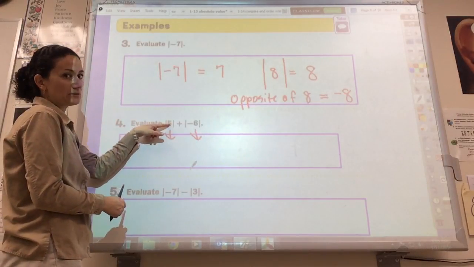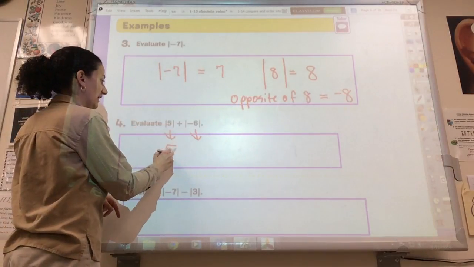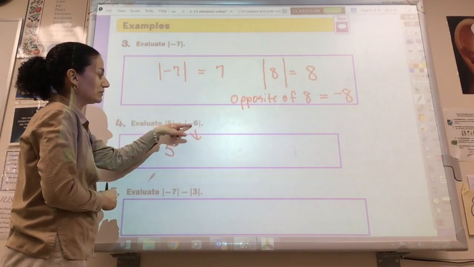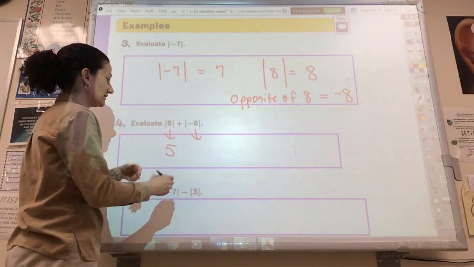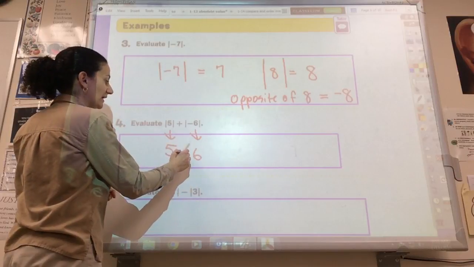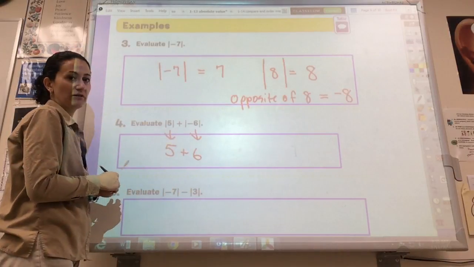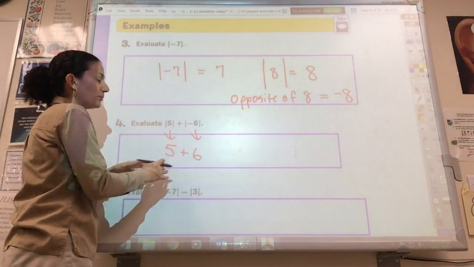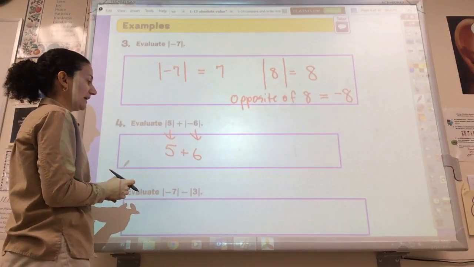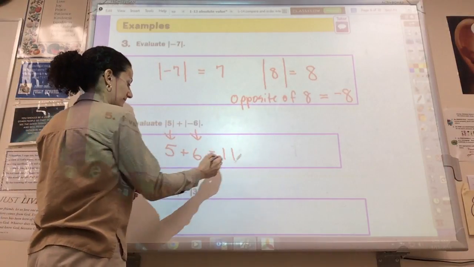So first I find the absolute value of 5. That's simply 5. Then I find the absolute value of negative 6. That's simply 6. And then I'm going to add or subtract, whatever the operation is. Do the operations at the end, after you find the absolute value. So that's going to be 11.